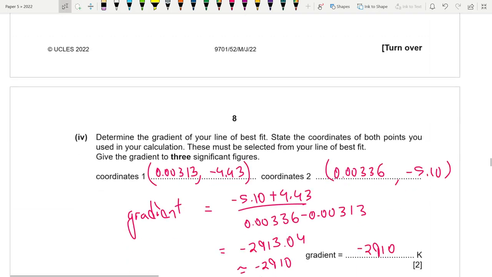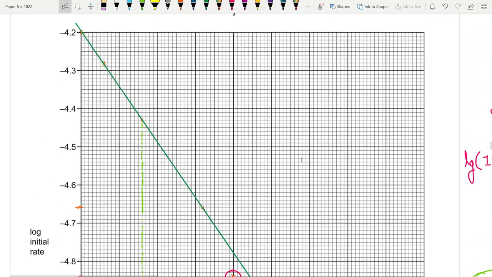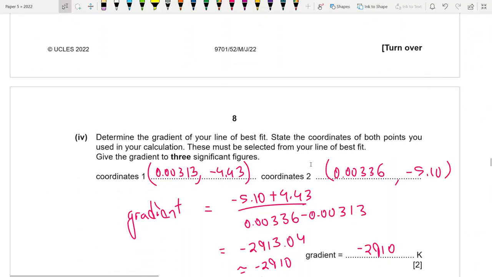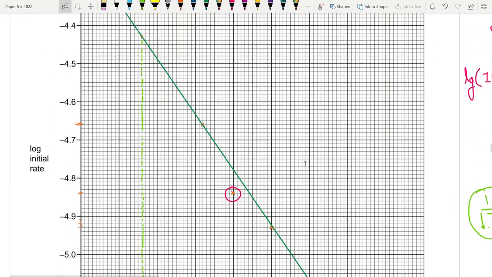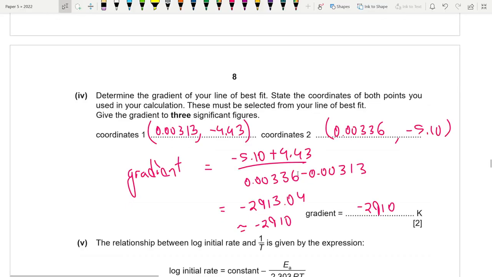So I get a value of minus 2910 Kelvin. And clearly it should be a negative value since the line has a negative gradient. Clear? So what is the gradient actually, and how are we going to use it? We're going to use it in the next section. Your answer shouldn't exactly be this, it might be along the lines of this. But since I've used data from the table, our answer should match.